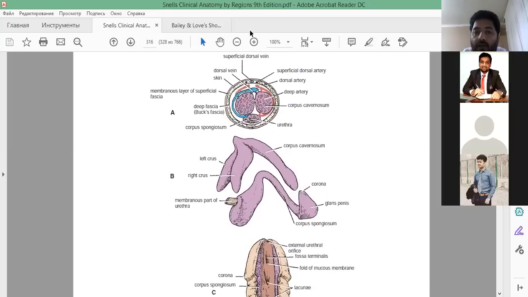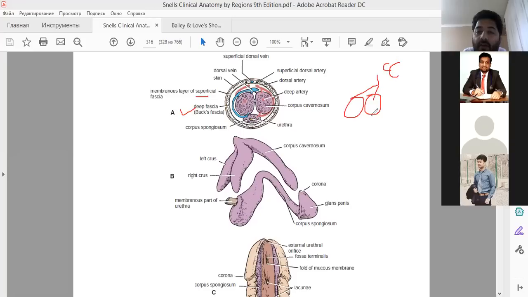Yesterday I explained to you this diagram. This is the cross section. Then we have superficial fascia. Then we have deep fascia, that is the Buck's fascia. Under the Buck's fascia, we have three structures: two corpora cavernosa, and one corpus spongiosum.